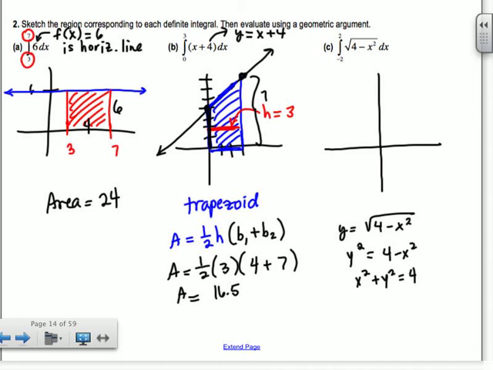So do you guys remember when you graph circles in your calculator? Have you done that before? You always have to do the positive square root and the negative square root. So what you end up getting is a circle with radius 2, but it's only a semicircle. It's only the top part. So this area is going to be half of the area of a circle. So 1/2 pi r squared. So 1/2 pi, my radius is 2, so 2 pi. Oops.